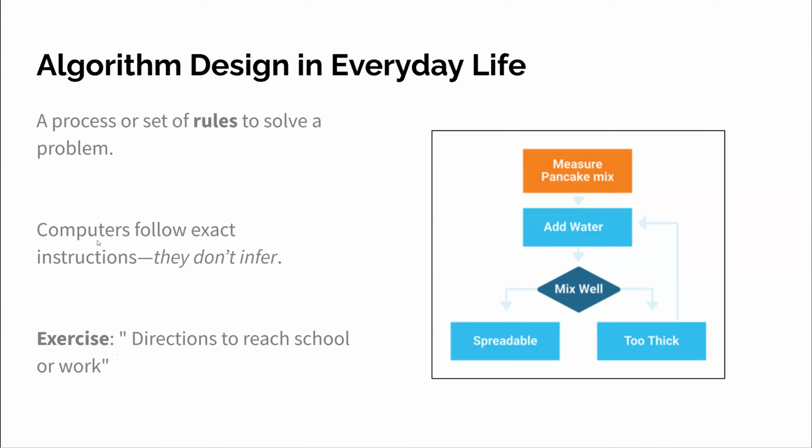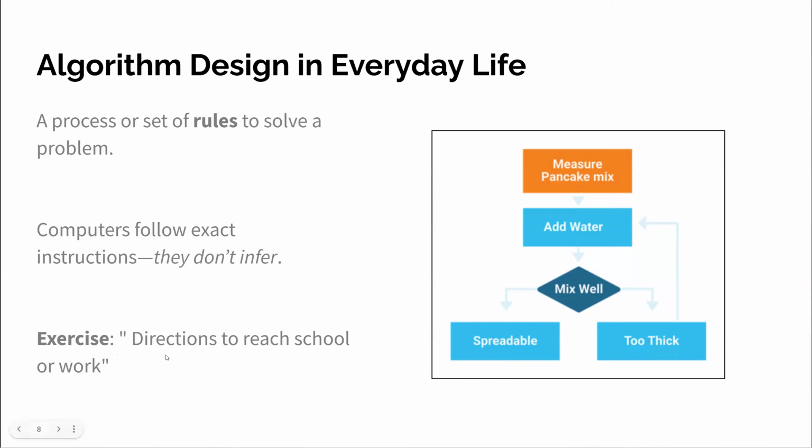And the reason for that is computers follow exact instructions, or in code, they're called statements. They do not infer. So the computer doesn't know if it's too thick, I should add water, but we know. And that's why we need to give exact instructions.